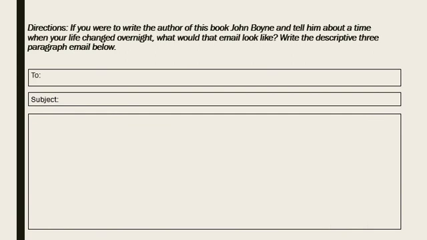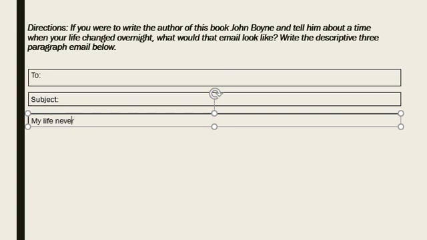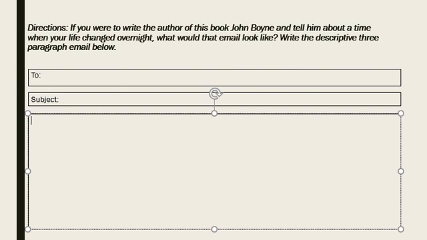Alright, so for slide 22, this is a part where you get to be a little bit creative. If you were to write to the author of this book and tell him about a time when your life changed overnight, what would the email look like? Write the descriptive 3-paragraph email below. Guys, it says 3 paragraphs. So if you just write me, my life never changed, that is not enough. That is not going to get you credit. You have to do the 3 paragraphs.